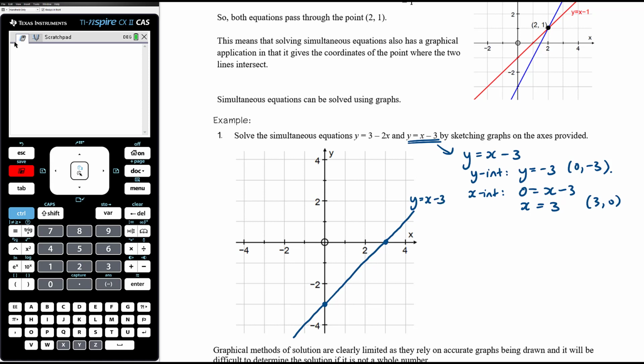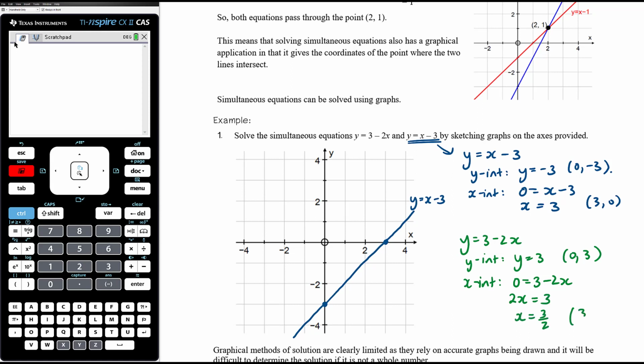And then let's do the other one. So y equals 3 minus 2x. So our y-intercept, we let x equal 0, and we just get y equals 3. So that's the point 0, 3. Our x-intercept, we let y equal 0, so we get 0 equals 3 minus 2x. We add 2x to both sides, and we divide both sides by 3. So x equals 3 on 2. So when x equals 3 on 2, y equals 0. So the y-intercept of this line is 3, and the x-intercept is 3 on 2, which is 1.5.